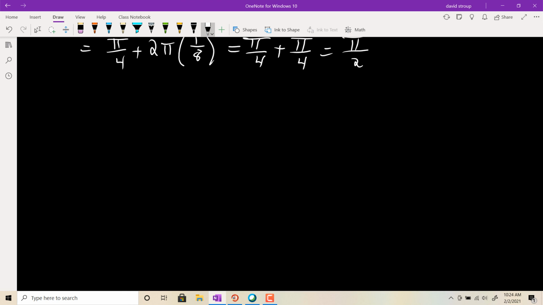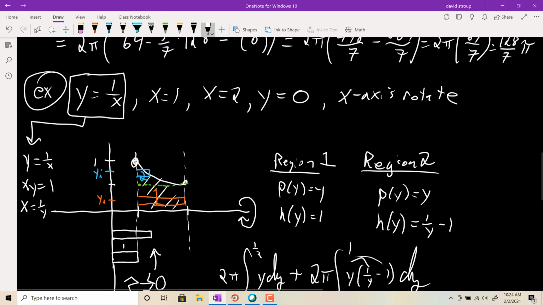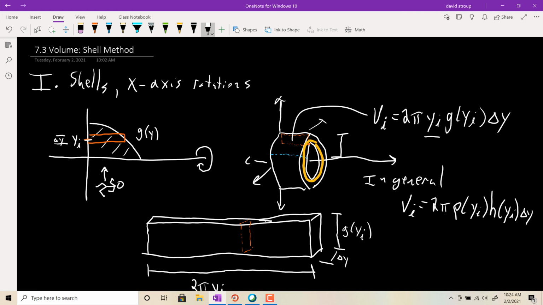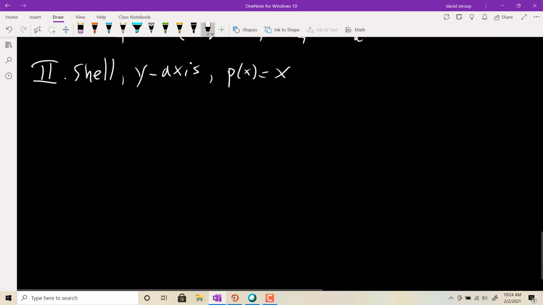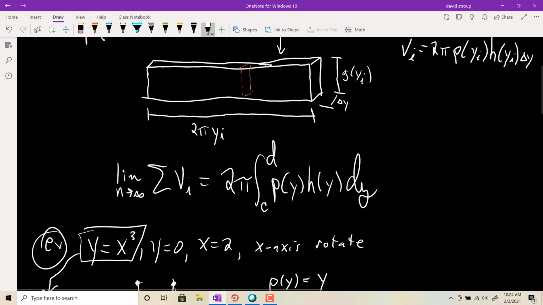Let's look at other axes of rotation now. So shell, and we're going to do the y-axis rotation. Now here everything will be in terms of x, and the radius function will always be x. So just like above, maybe I should have noted that with regards to x-axis rotations. I really couldn't say because we didn't know yet, but the radius function p of x will just be x. Okay, y, right? So sorry.